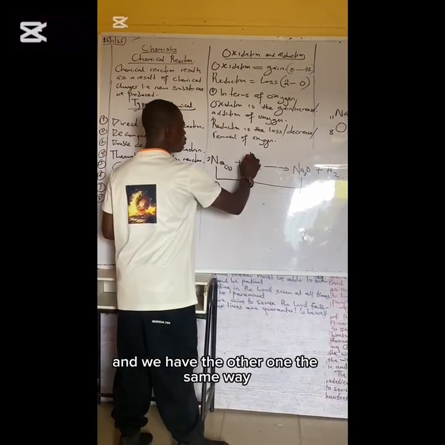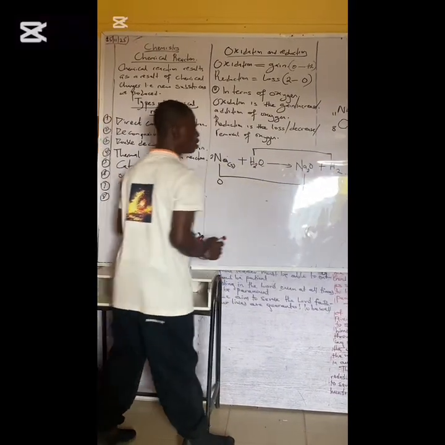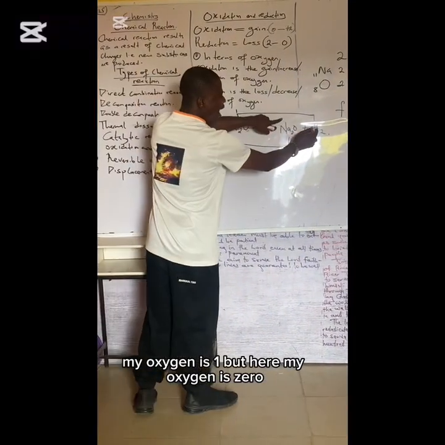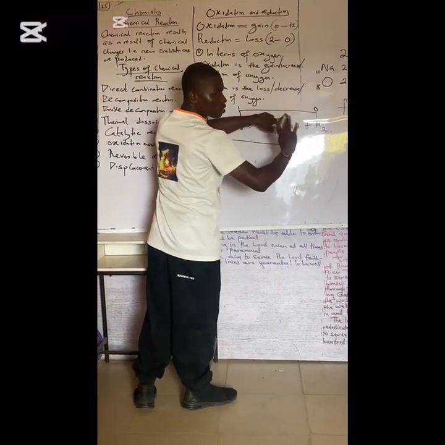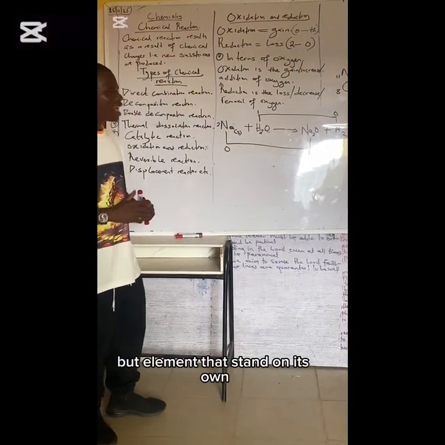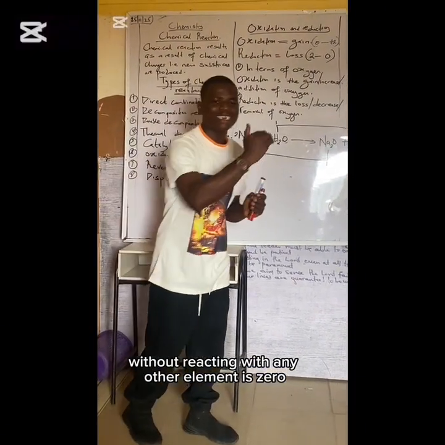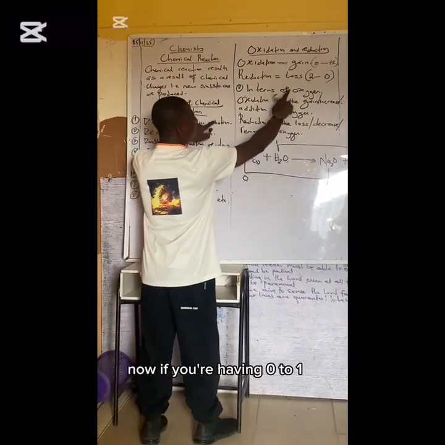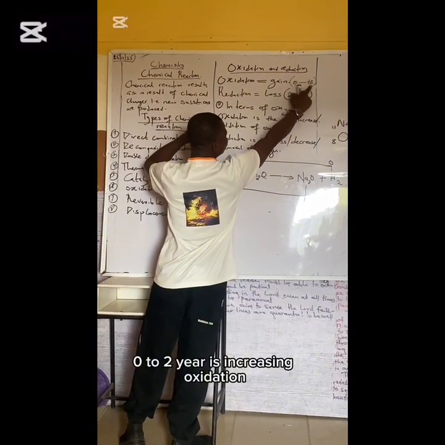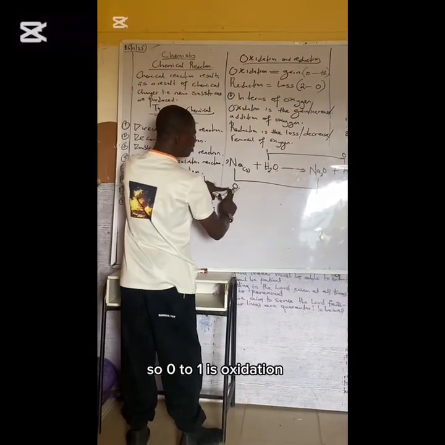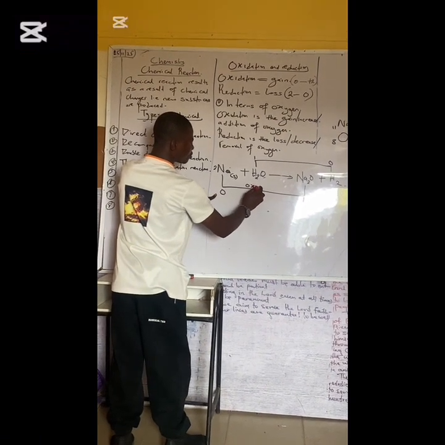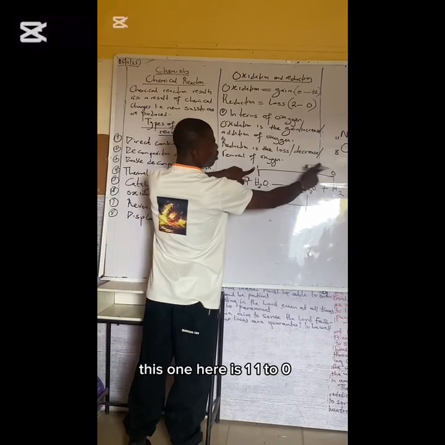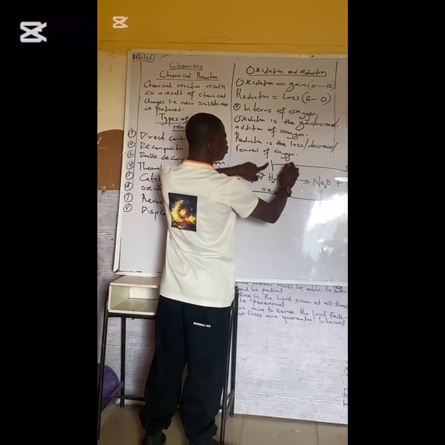Then we have the other one the same way. My hydrogen reacts with oxygen here. Hydrogen is 1. But here, my hydrogen stands on its own, it is 0. Because an element that stands on its own without reacting with any other element is 0. So we can have something like this. It's 0 to 1. As I told you now, if you're having 0 to 1, 0 to 2, here is increasing oxidation. So 0 to 1 is oxidation. I'm increasing. Then from 0 here, this one here is 1. 1 to 0, 2 to 0, 1 to 0, having reduction.